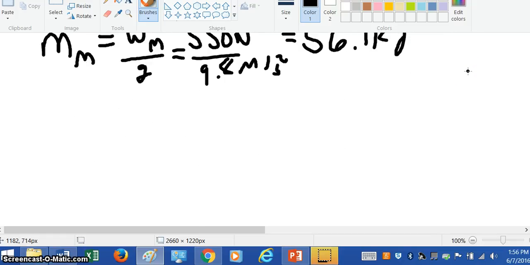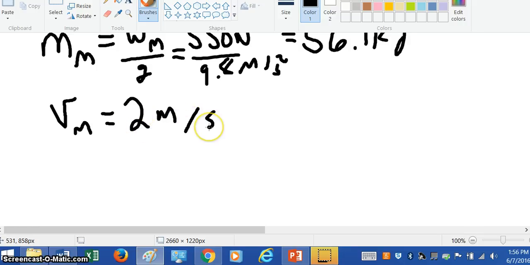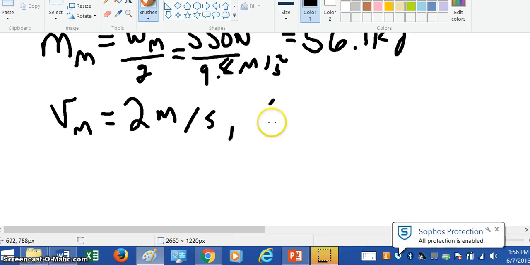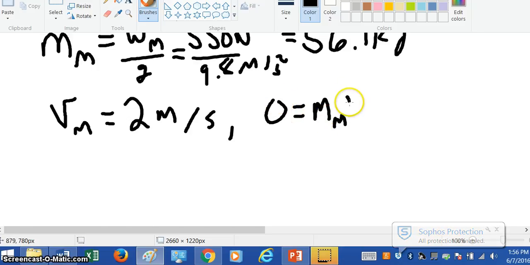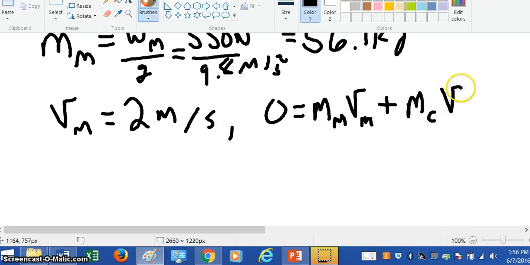Oh, I got to give you the velocity of the mother. So I'm just going to do it in the proper units. The velocity of the mother is measured to be, I don't know, how about 2 meters per second, just to make things simple. So that's the velocity of the mother, and we're going to take this equation from above: 0 is equal to the mass of the mother times the velocity of the mother plus the mass of the child times the velocity of the child. And we have to solve this for the velocity of the child.